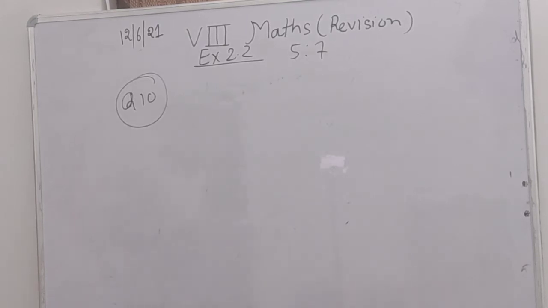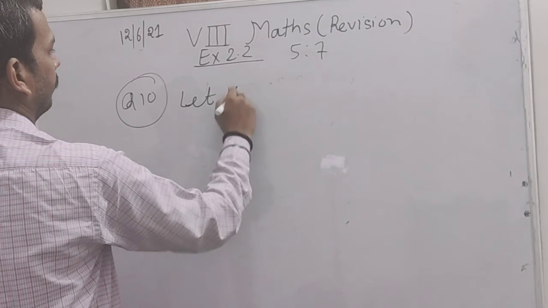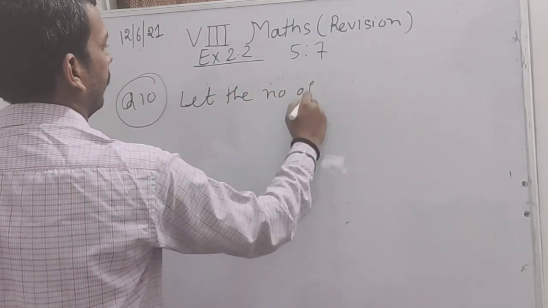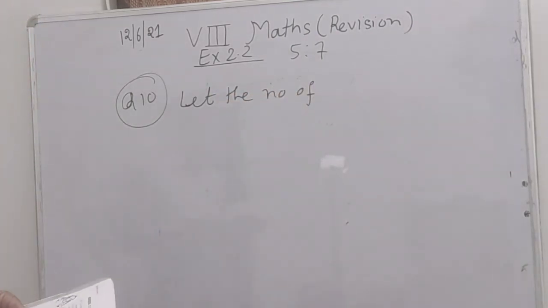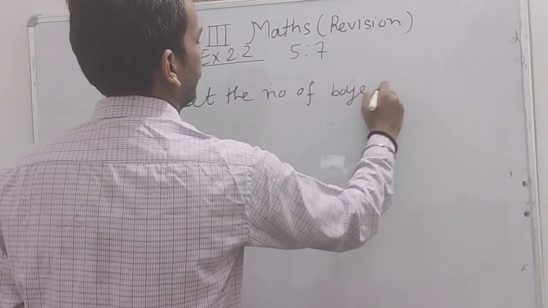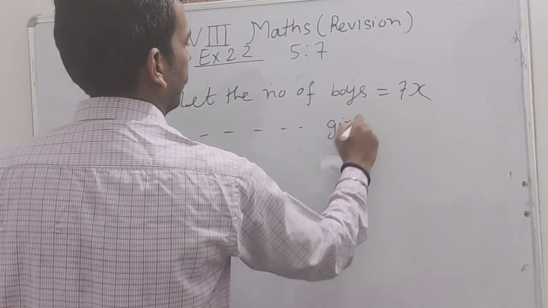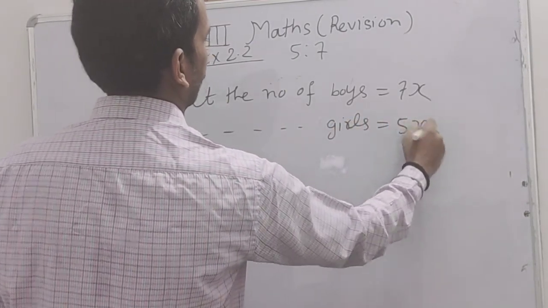Come to question number 10. The number of boys and girls in a class are in the ratio 7:5. Again, we will write down, let the number of boys be 7x and the number of girls be 5x.